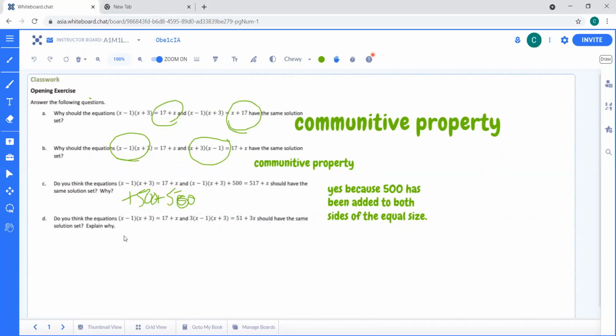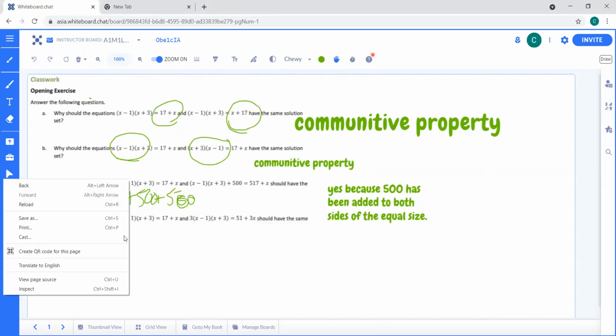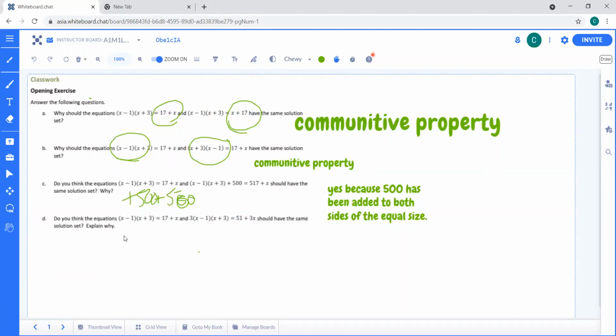So, yes, I probably won't type this one out. I'll just show you. This is a little bit trickier though. So what's happened here? Well, they've multiplied by 3, I'm sorry. They've multiplied the 3 here, but they've also multiplied 3 times 17 plus x, and they got 51 plus 3x. So yeah, it's the same thing. They just multiplied 3 to both sides.